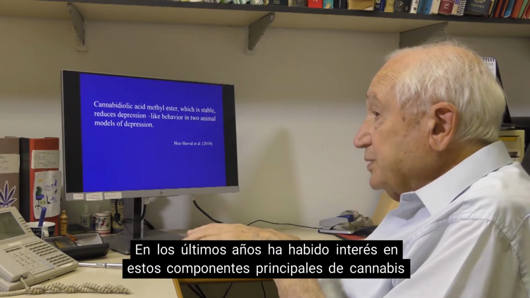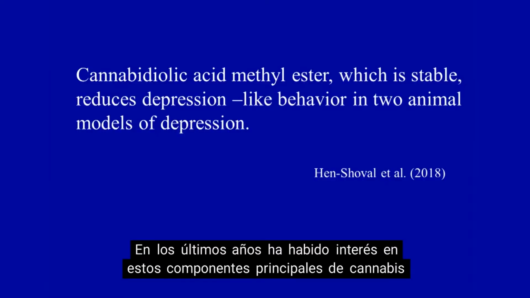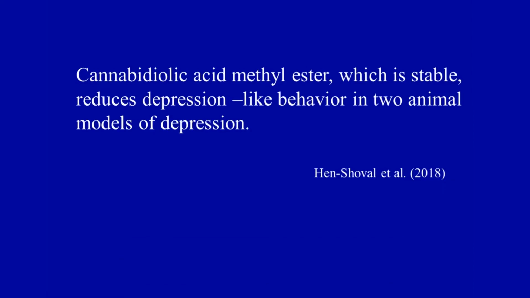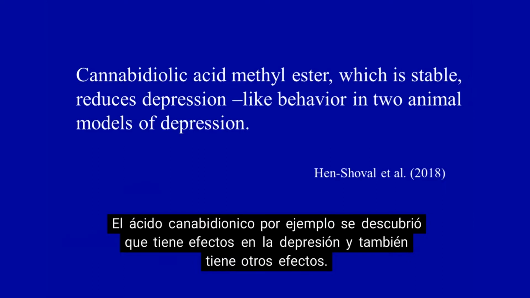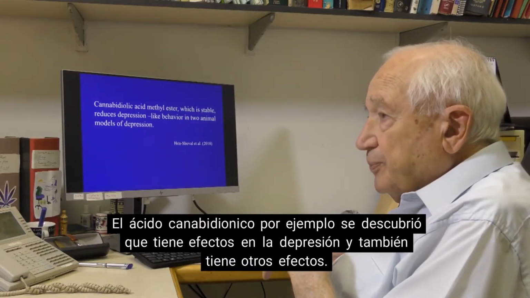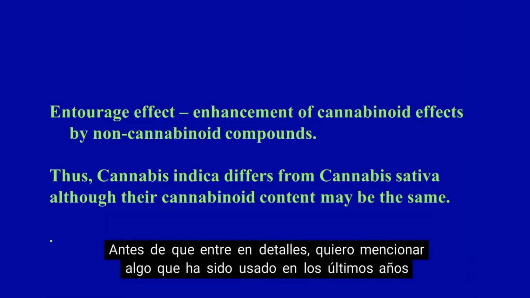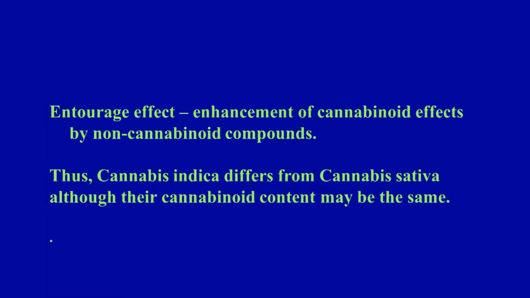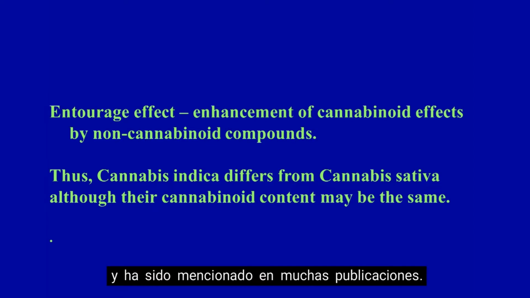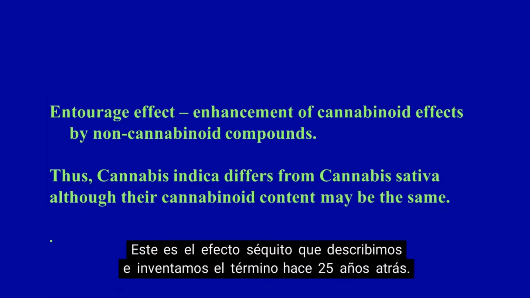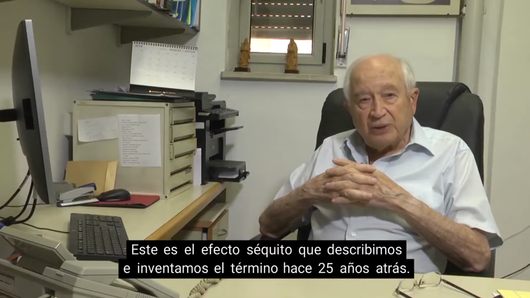But over the last few years, there has been interest in these major components of cannabis. The cannabidiolic acid, for example, has been found to affect depression. It also has other effects. And before I go into detail, I want to mention something which has been used over the last few years, mentioned in many papers. This is the entourage effect, which we described and coined the term about 25 years ago.